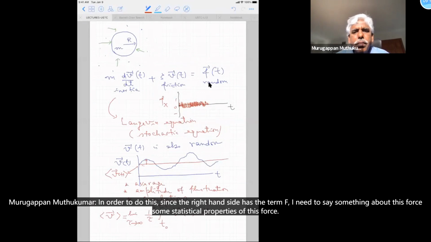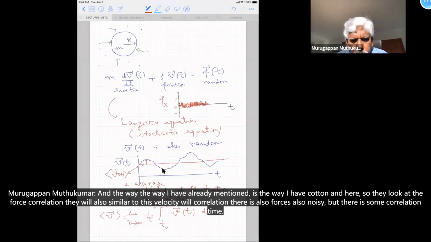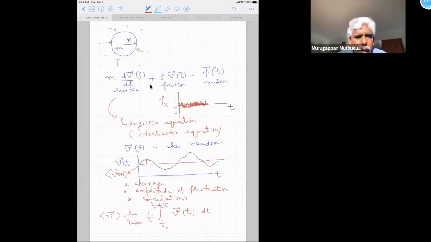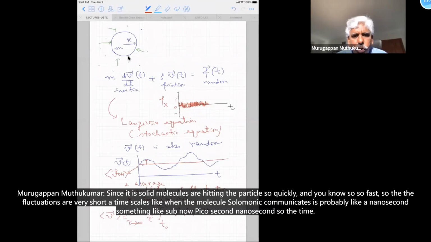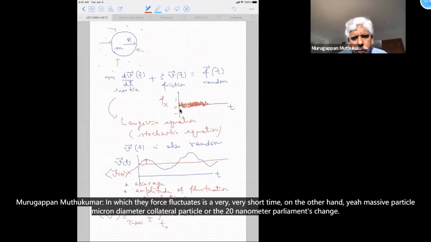Okay, so how do we do this? In order to do this, since the right-hand side has the term F, I need to say something about this force, some statistical properties of this force. And the way I have already mentioned is the way I have cartooned here. So we look at the force correlation. It is similar to the velocity correlation. The force is also noisy, but there is some correlation time. Since these solvent molecules are hitting the particles so quickly and so fast, the fluctuations are at very short time scales. When the solvent molecule comes and hits, it's probably like a picosecond, nanosecond. So the time in which the force fluctuates is very, very short.